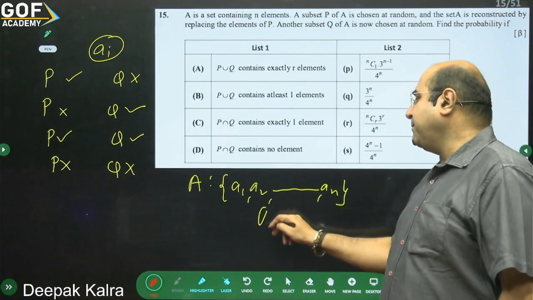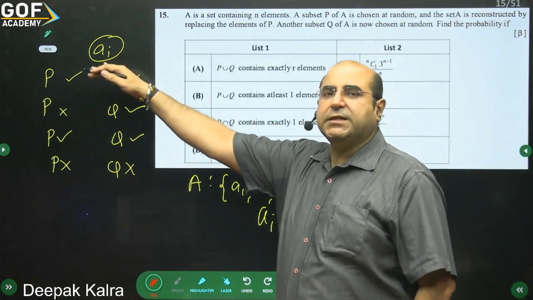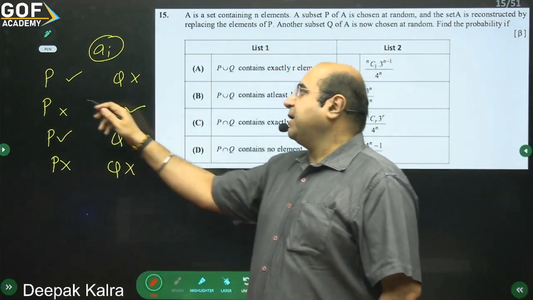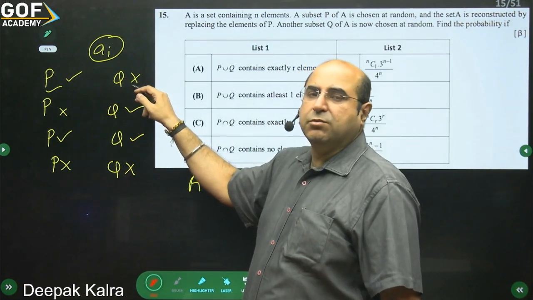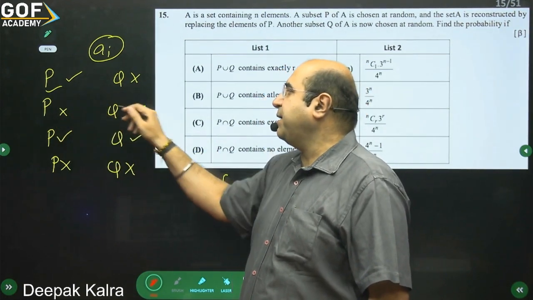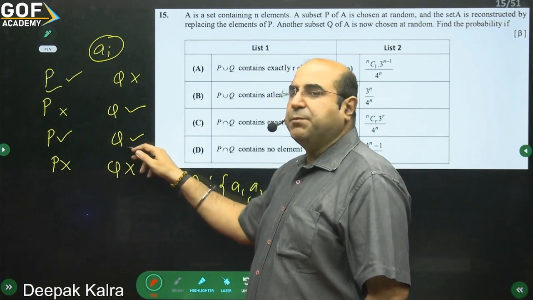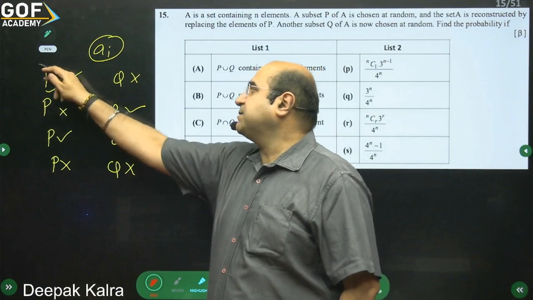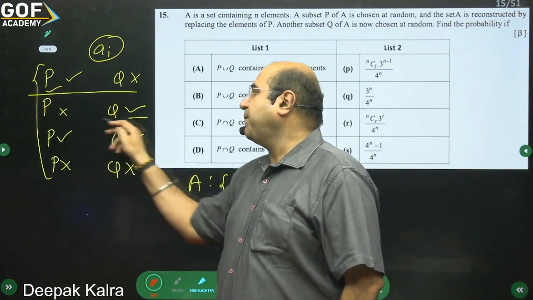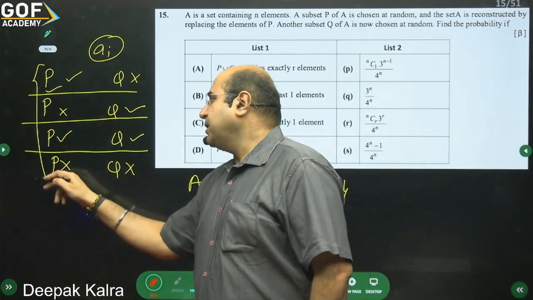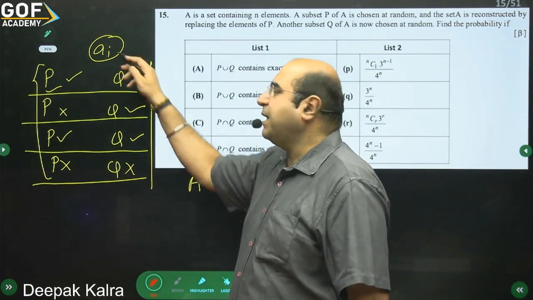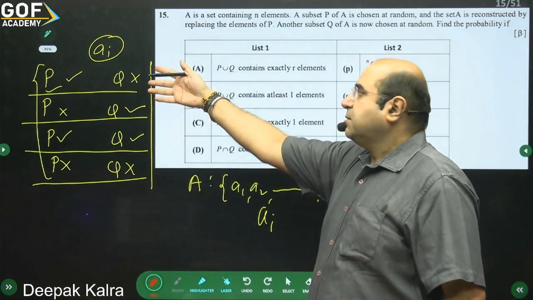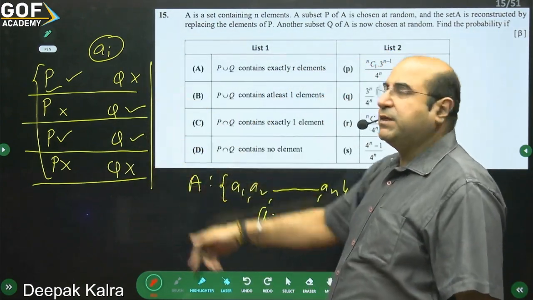I take a random element Ai and tell you the status, where could that element go. It can go in P but not in Q. It can be present in Q, not in P. It could be present in both, or it could be present in neither of the two subsets being formed. So there are 4 possibilities for any element to go in any of these cases.